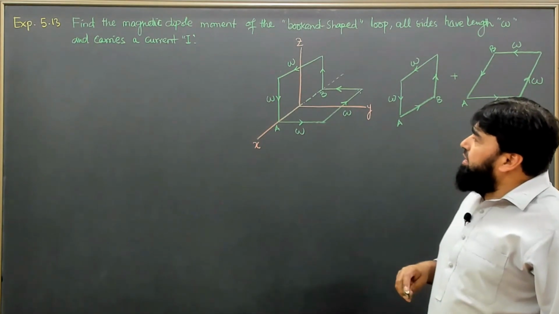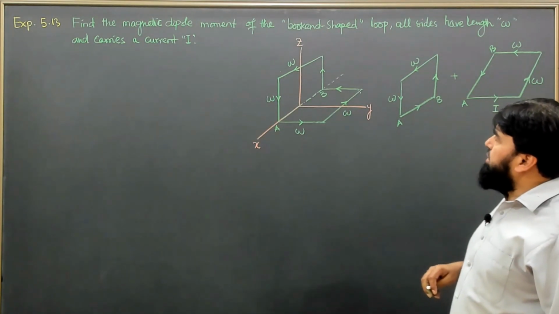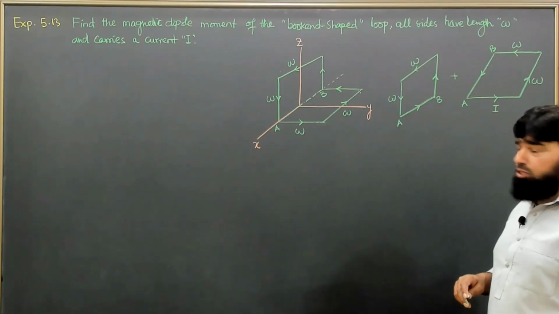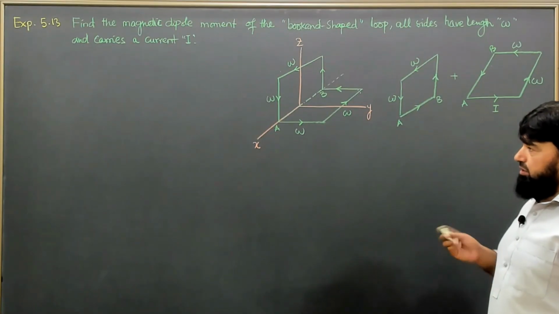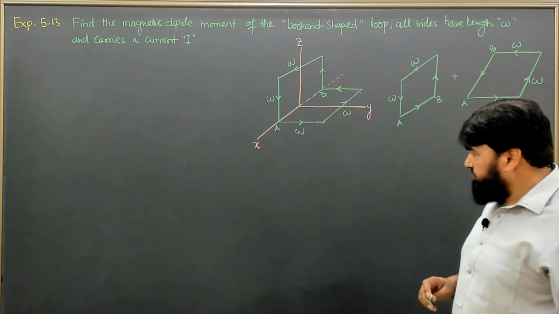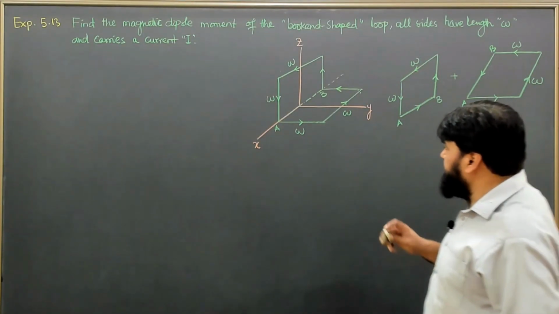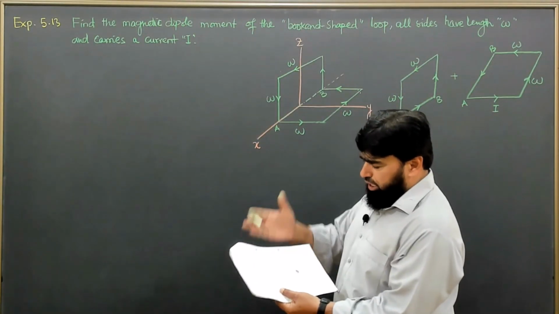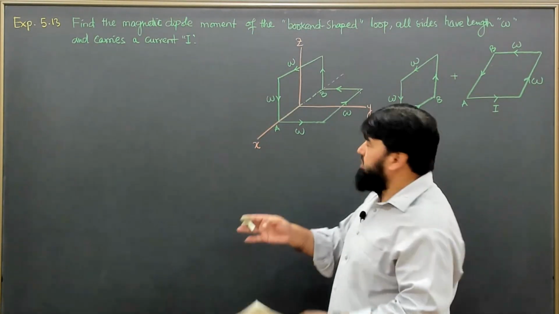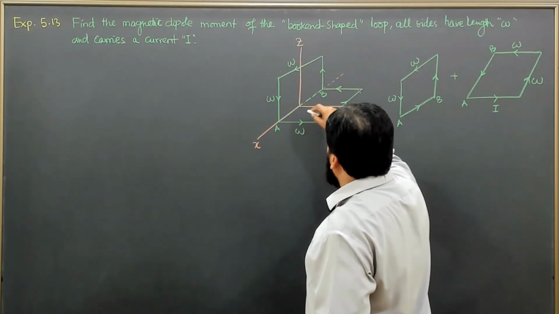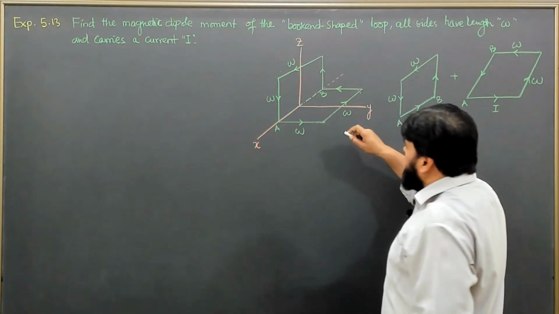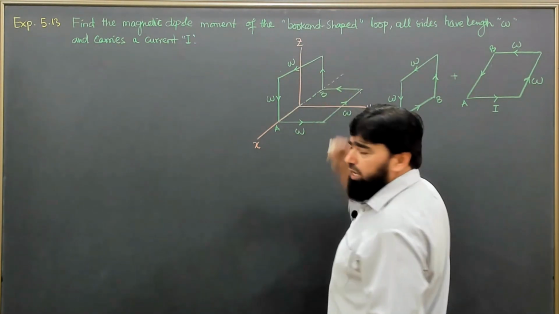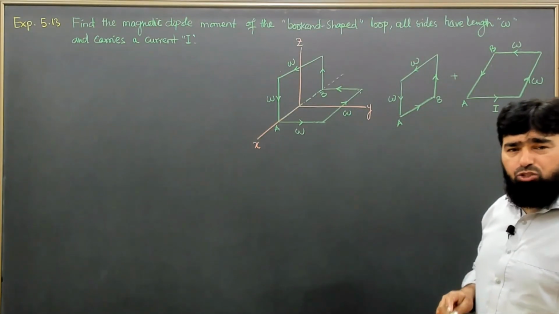Example 5.3 is saying to find the magnetic dipole moment of the bookend-shaped loop, all sides having length w, and it carries a current I. First, understand the figure. It's like a bookend shape, like you open a book and like this. So it is a bookend shape here. We are having basically, starting from here and then going back and coming in here. So the loop is like this, very symmetric loop.